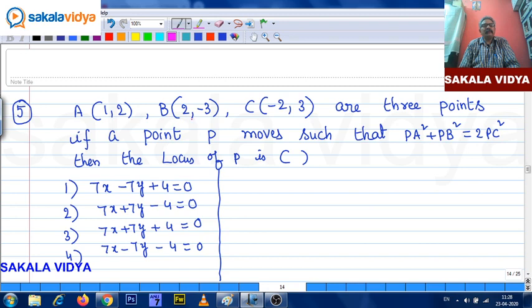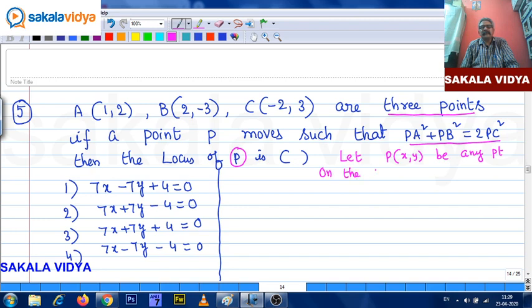A 1 comma 2, B 2 comma minus 3, C minus 2 comma 3 are 3 points. A point P moves such that PA square plus PB square is equal to 2PC square. Then locus of P we need to find out. So, let us say P x comma y be any point on the locus. You can say x1 comma y1 also, no problem. In this Eamcet examination, directly you can take P x comma y, no problem.